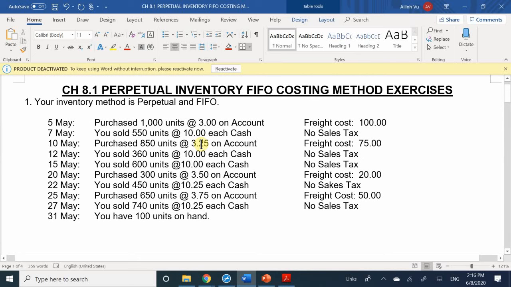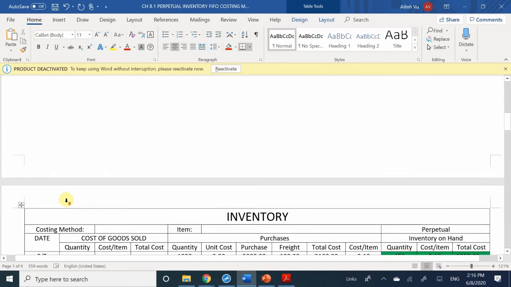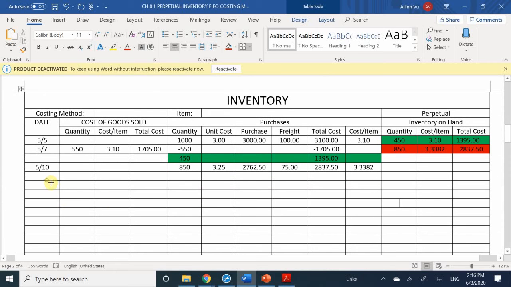So then what happened? On 12 May, you sold 360 units, $10 each, cash, no sales tax. So for 12th of May, we indicated that we sold how much? 360. Okay.